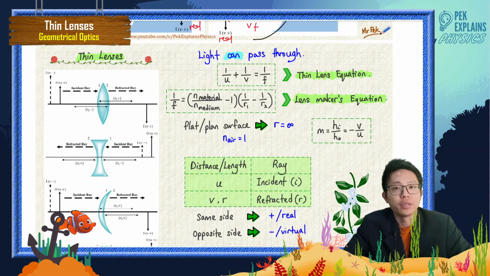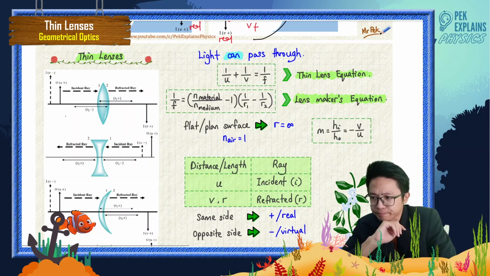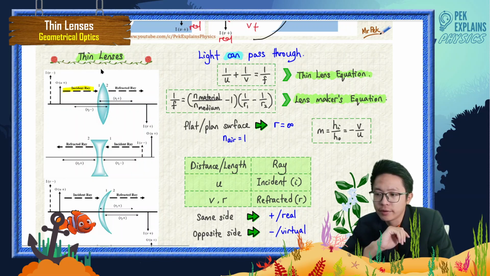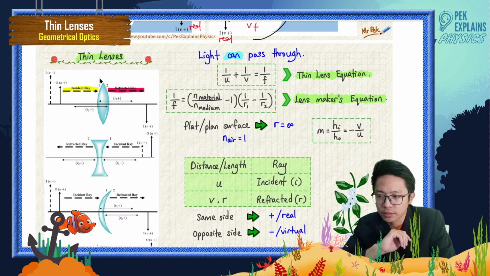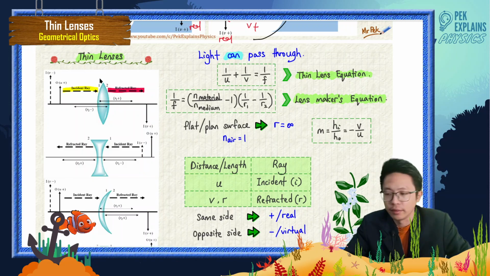Alright, now we shall come to the next part, which is called thin lenses. For a thin lens, the light can pass through, just like you can see here. Let me draw. You can see the incident ray coming in, and then the refracted ray. It is passing through the lens, it's not reflected out.